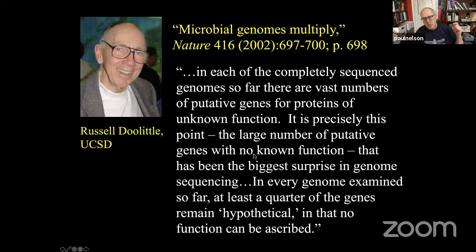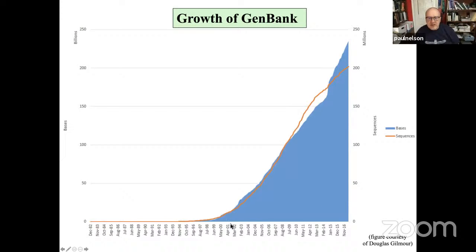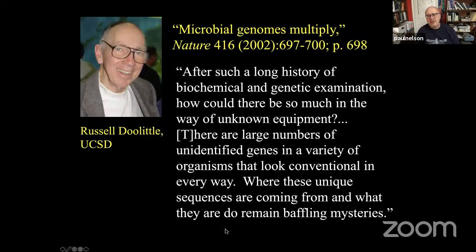And that's because when sequence data are deposited, they aren't just dumped into GenBank. Typically, they are annotated with respect to likely function. So absence of function indicates that there's been no corresponding match found in the non-redundant database, NCBI non-redundant database, that would let you assign a function to your new sequence. So he's looking at the signal right about here, okay, when he's writing this review article. Just a few dozen genomes are available at this point. The signal now is very much stronger, of course. But he goes on, how could there be so much in the way of unknown equipment? Where these unique sequences are coming from and what they do remain baffling mysteries.